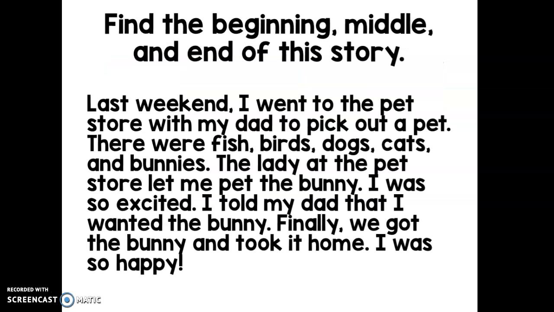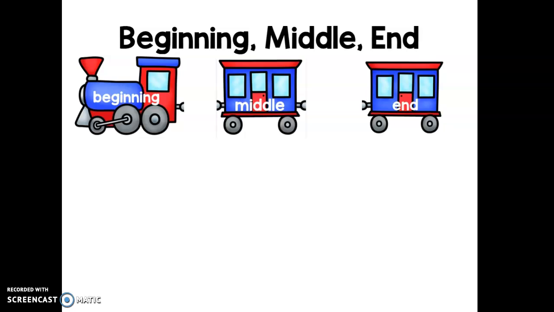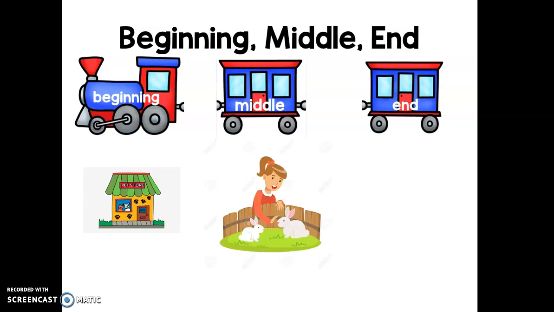So it says first we went to the pet store. There were fish, birds, dogs, cats, and bunnies. And the lady at the pet store let me pet the bunny. I was so excited. So in the middle of our story, I get to pet the bunny. So first we go to the pet store, and then once we're there, I get to pet the bunny.